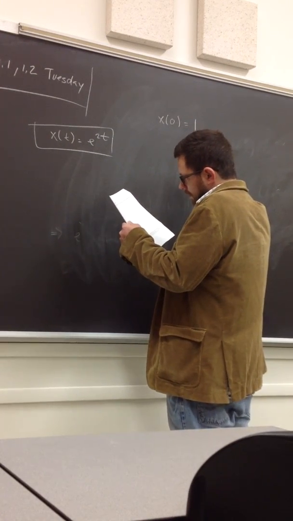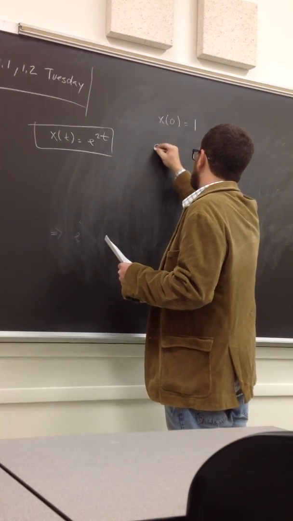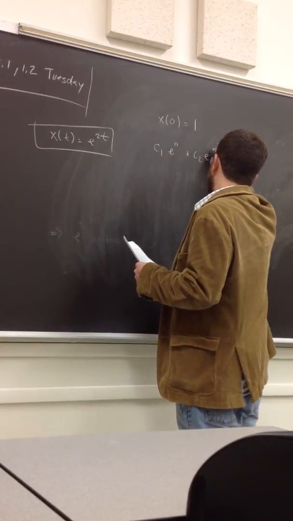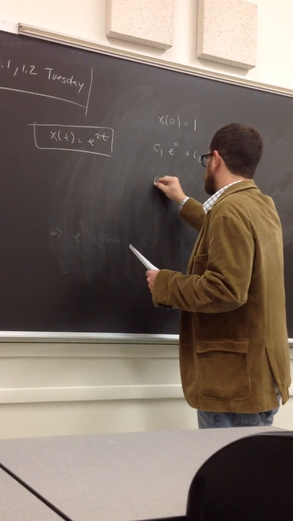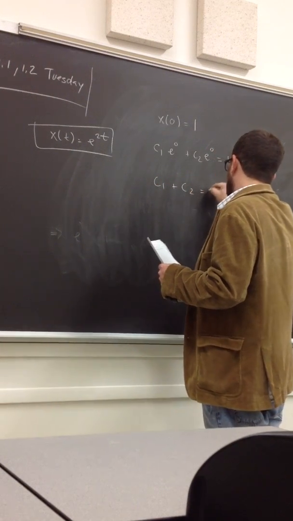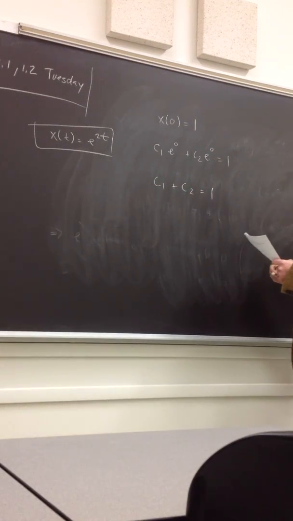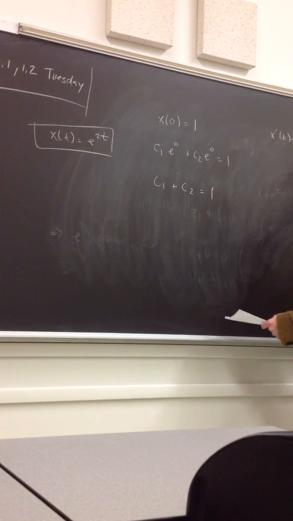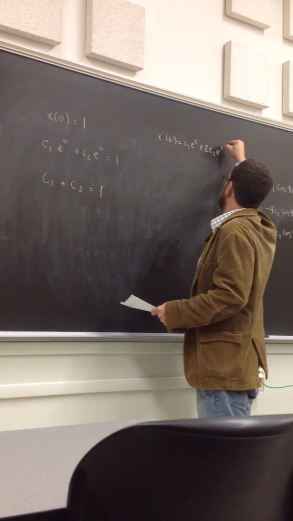C1 e to the t plus C2 e to the 2t. So C1 e to the 0, C2 e to the 0 equals 1. So C1 plus C2 equals 1. And we also know, first we should find the derivative, right? So x prime of t is C1 e to the t plus 2 C2 e to the 2t.